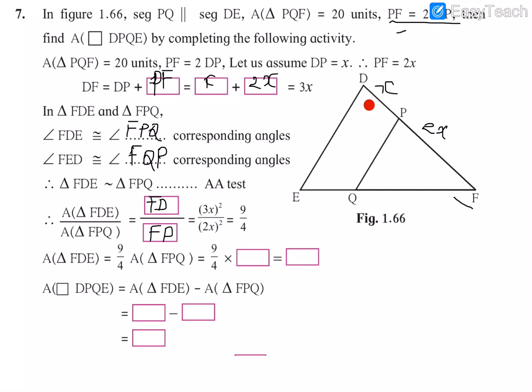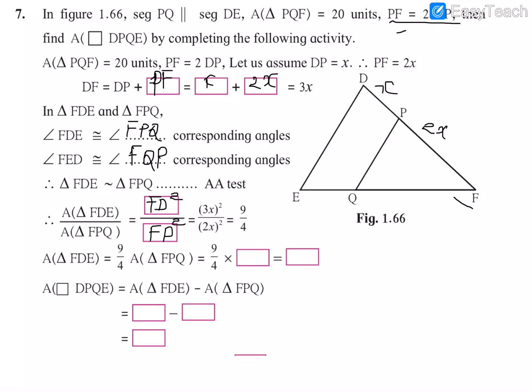So FD will be same as DF. We have already found the value of DF. You can see in this step DF as 3x. FD and DF are same. So in the place of FD we can write 3x, and FP, you can see FP here. FP or PF is 2x. So in the place of FP we can put 2x.